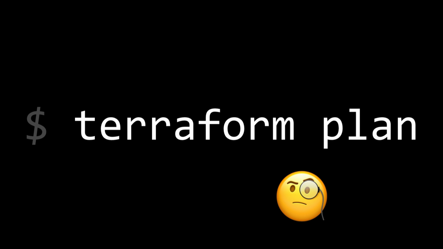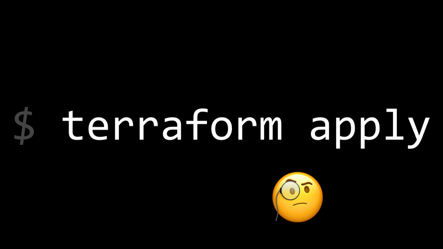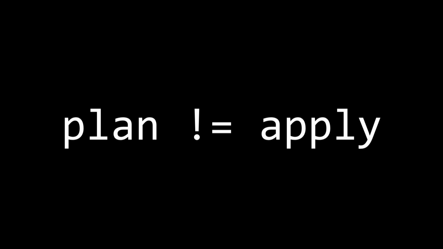So can we run terraform plan, check the output and then run terraform apply in another step? We can, but still it might be a risky operation. Why? Because plan and apply are separate operations. They know nothing about each other. So apply can change something which was not shown in plan.